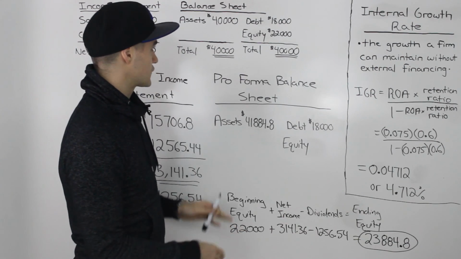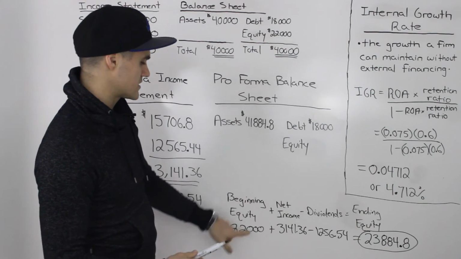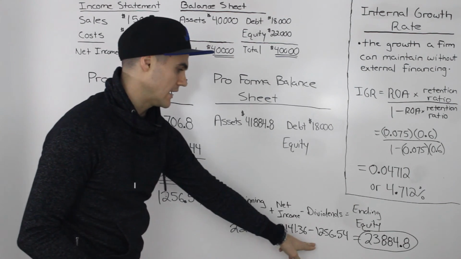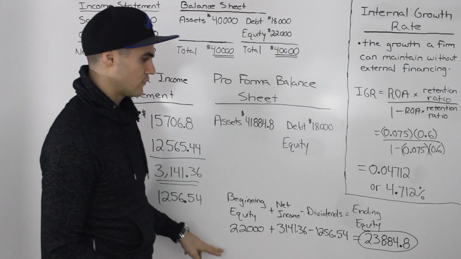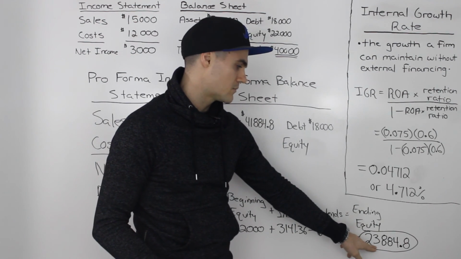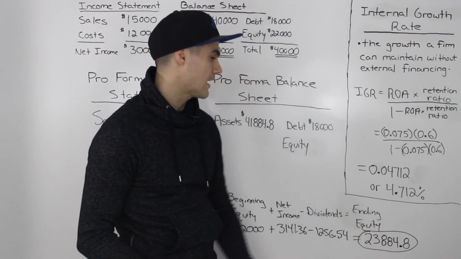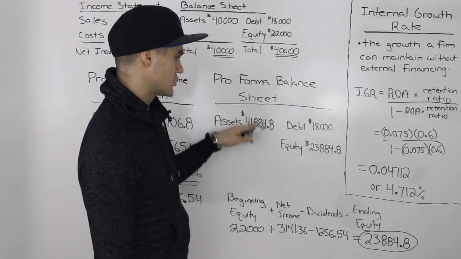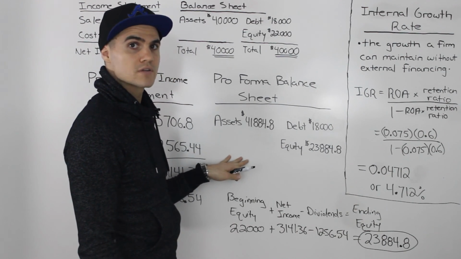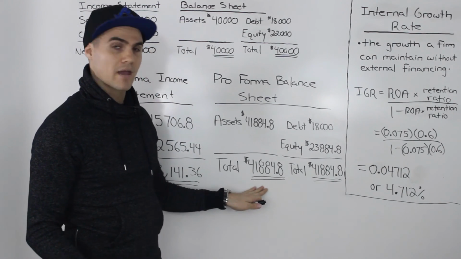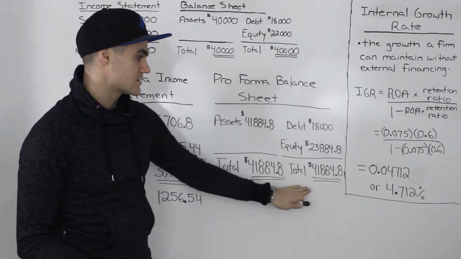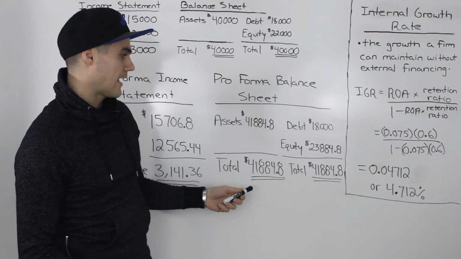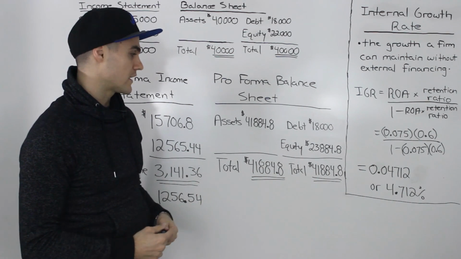So then taking these figures from the financial statements, the beginning equity is the 22,000 plus the net income of 3,141.36 minus the dividends of 1,256.54. That gives us a new ending equity amount of 23,884.8. So then that amount would go here for the equity section, and now we're done the balance sheet and we can take the totals of both sides. And now notice when we add up everything for the balance sheet, both sides are going to balance at this figure of 41,884.8. And that means that there's no external financing needed.